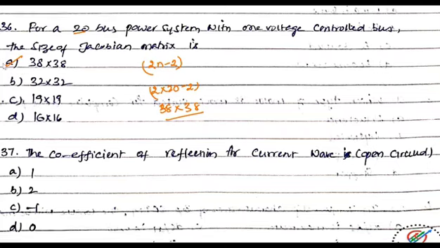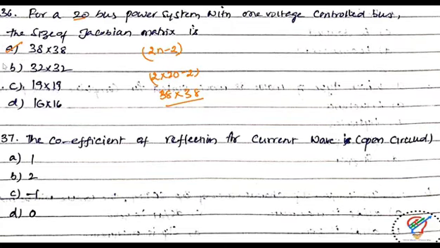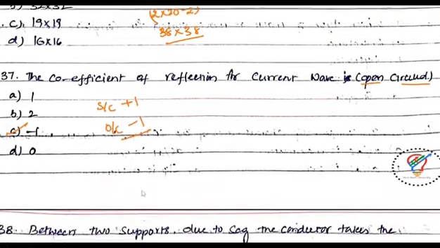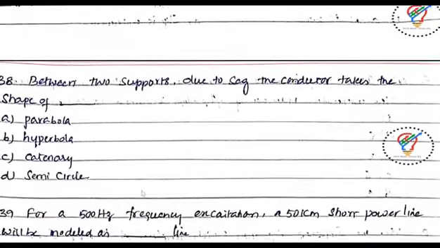Okay, next one. The coefficient of reflection for the current wave when it is open circuited. The option given is open circuited. So when it is open circuited, the current reflection coefficient is -1 here. When it is short circuited, that is +1. Open circuited, -1 here. Okay, and let's move to the next question here.